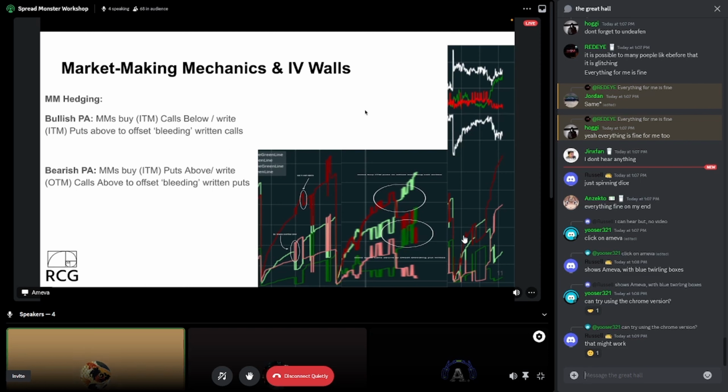A little bit here about how IV walls are important for the market making mechanics as well. We can use the OMM feature to get a good look at the market. Typically, as market makers sell options contracts and expect a range, if price begins to get to the edge of one range, market makers will buy the opposite position to hedge a bleeding position, right?